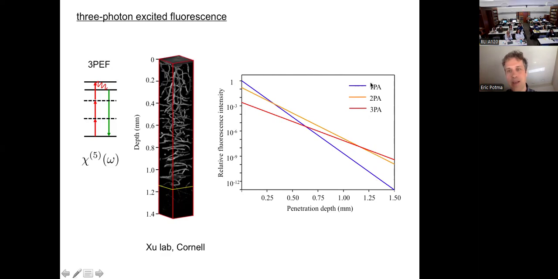That's the blue line. For 2 photon, you start lower, but at some point, about 300 microns deep or so, actually the 2 photon is more efficient than the 1 photon. And then the 3 photon is way lower in efficiency in the beginning, but it takes over much deeper, about 1 millimeter in or so. It takes over, and it becomes the most efficient signal generation process. Okay, and that's all because scattering is reduced at longer wavelengths, and 3 photon excitation uses the longest wavelength, and it has the least out of focus contributions.